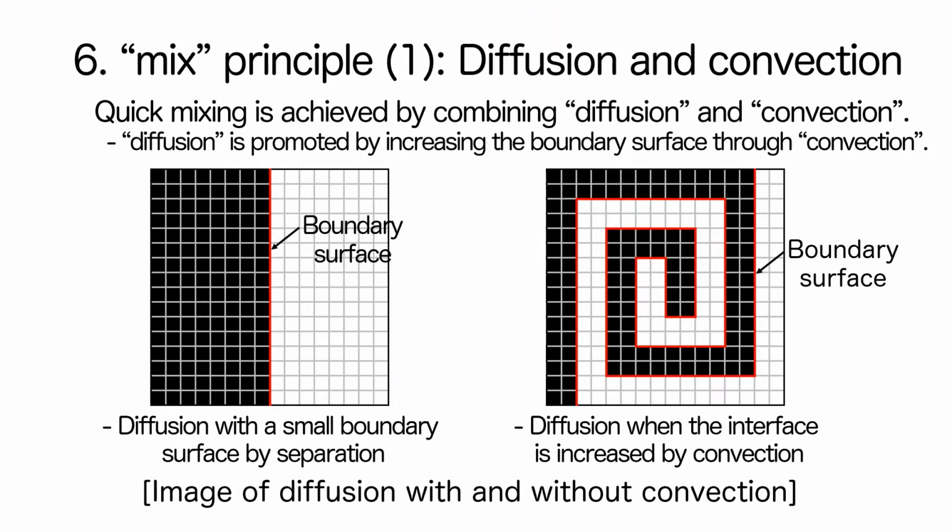Diffusion, one of the effects of mixing, is the interchange at the molecular level at the interface between different materials. Convection, another action of mixing, stretches the mass of different materials by flow, thereby increasing the size of the boundary surface compared to the separated state.